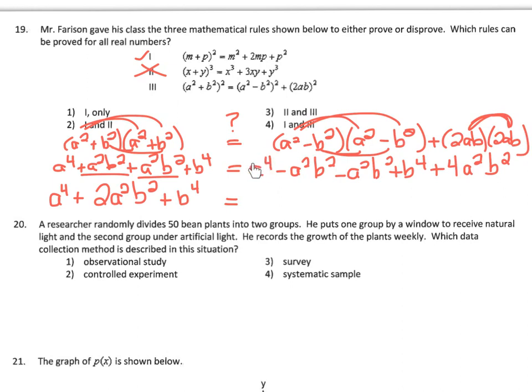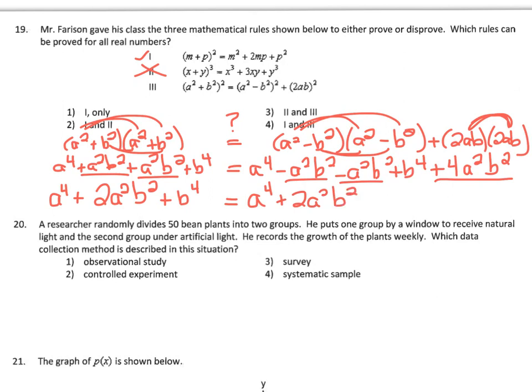Now this a to the fourth doesn't combine with anything, so I'm just going to bring it down. Now the negative a squared, b squared, negative a squared, b squared, and the positive 4a squared, b squared. If we combine those, negative 1 minus 1 is negative 2, and negative 2 plus 4 is positive 2, so that gives us positive 2 a squared, b squared.